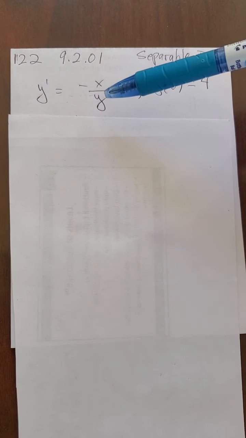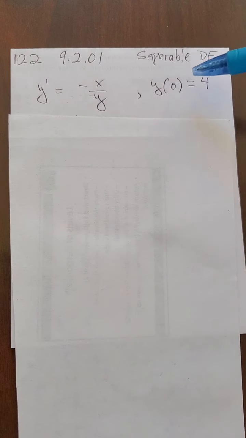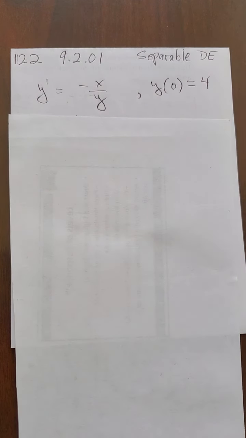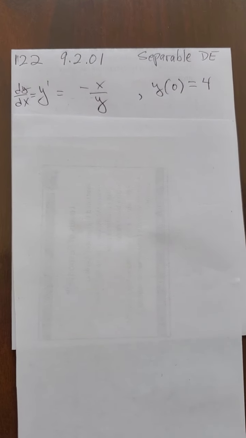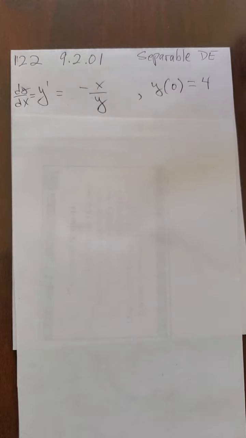So what we're going to do is first find the general solution, and then we're going to use this information to find the particular solution. Anyway, in a problem like this, when it's a separable differential equation, it's easier to write dy dx instead of y prime. So I'm not changing anything. I'm just writing dy dx instead of y prime.